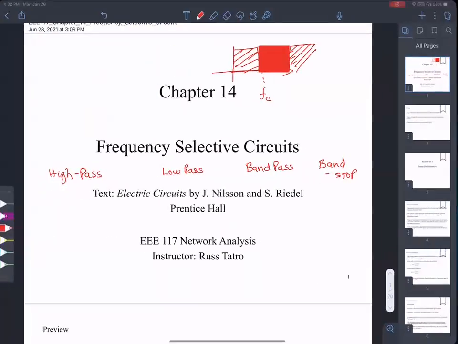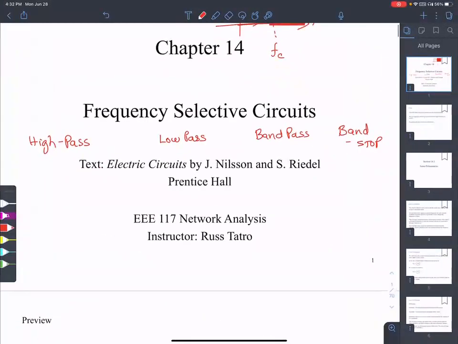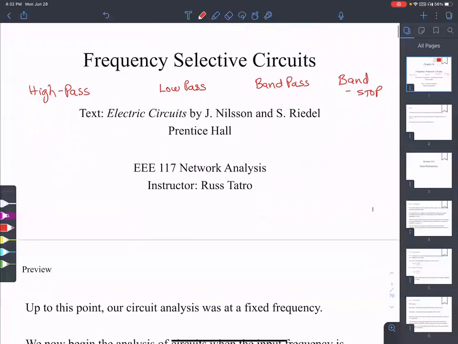Questions, please. So four kinds of filters: high pass, low pass, band pass, band stop, or band reject filters.